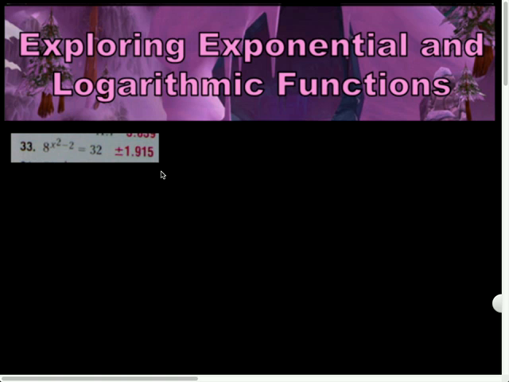We're taking a look at page 629. We were talking about solving exponential equations in which the majority of these require the use of logarithms. So here I've got 8 to the x squared minus 2 equals 32. And the idea is that I've got a variable in my exponent.